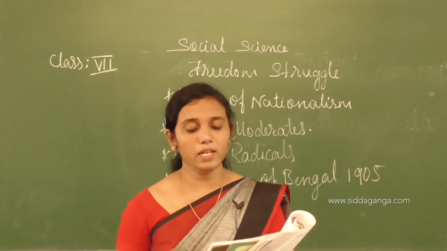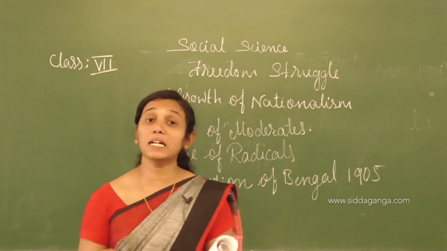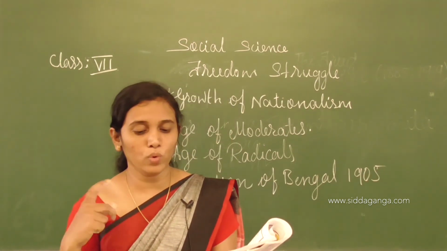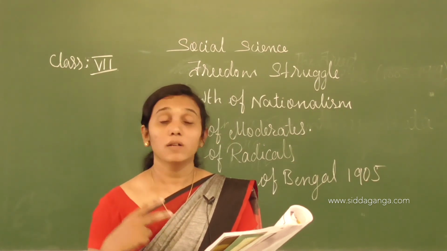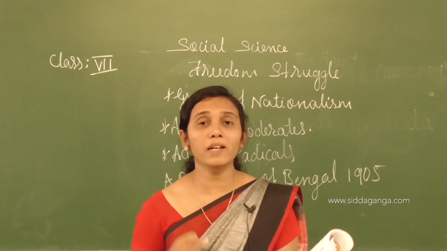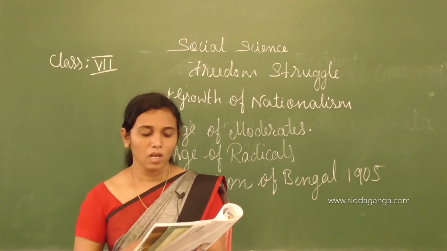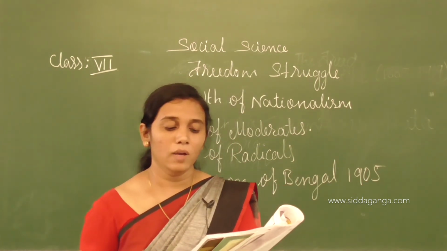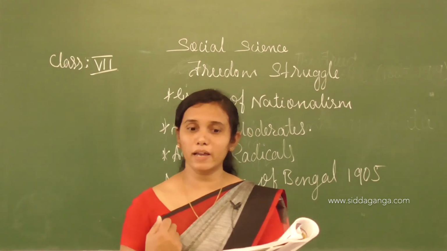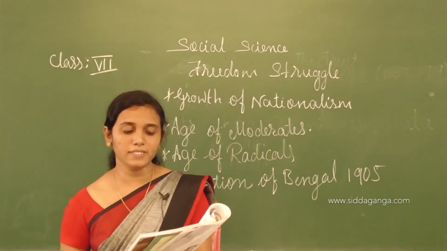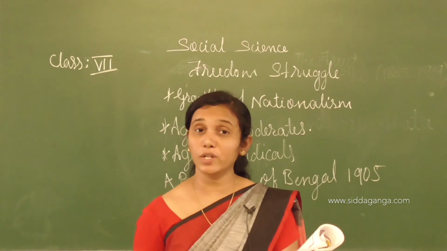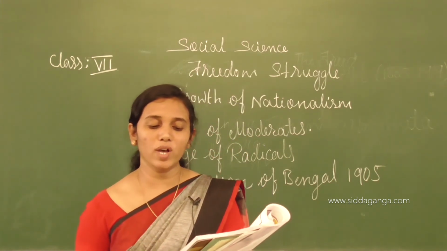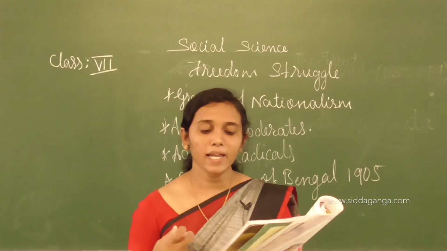In the 1907 Congress session held at Surat, what happened in this session? Congress was split, divided into two groups, the moderates and the radicals. After the split of the Congress, the government took punitive measures against the radicals. Several of the radicals were sent to jail, a few were sent to exile. Tilak was given blackwater punishment and he was sent to Mandalay jail.